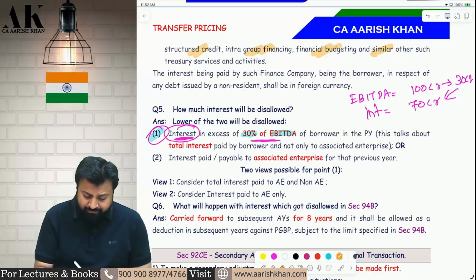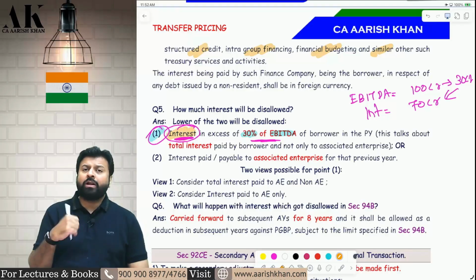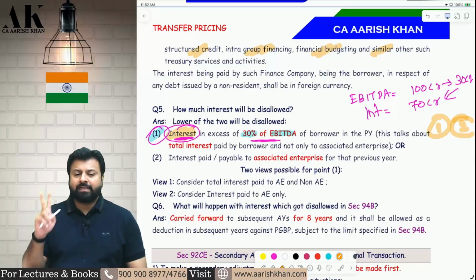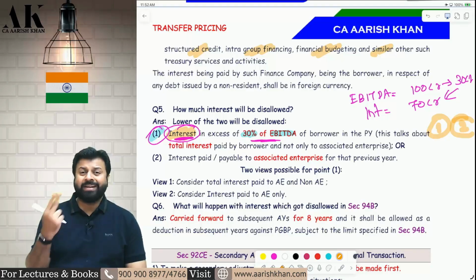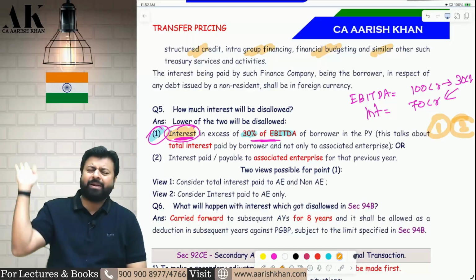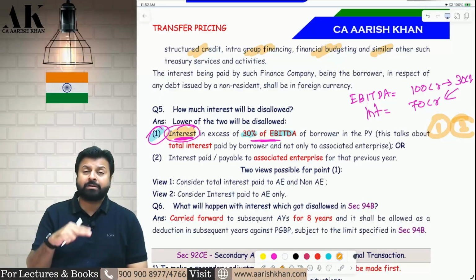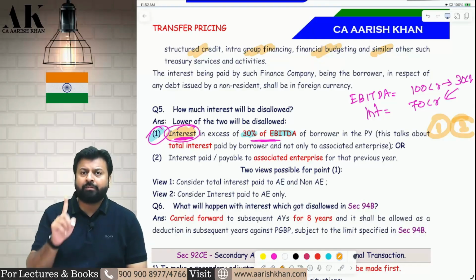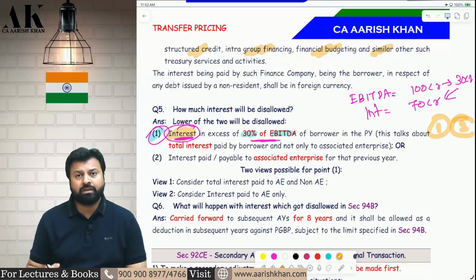which interest shall we take? Shall we take total interest or only interest paid to associate enterprise? So here there are two views. In point number 1, you can take both the views. ICAI has taken both the views. They have said that you can take the total interest and then compare with 30% of EBITDA. Total means interest paid to everybody. Or you can only compare your 30% of EBITDA with the interest paid or payable to your associate entity. I hope it is clear to all of you. In point number 1, both the views are correct.